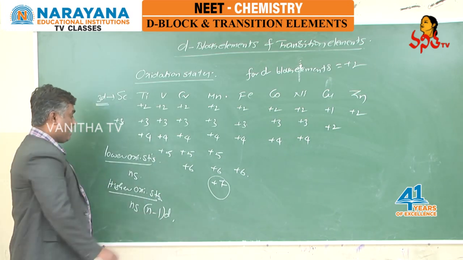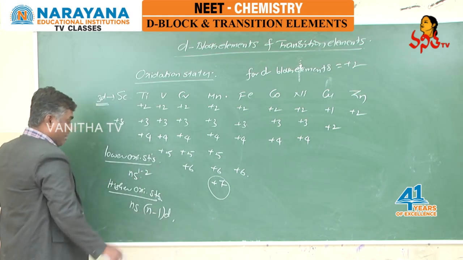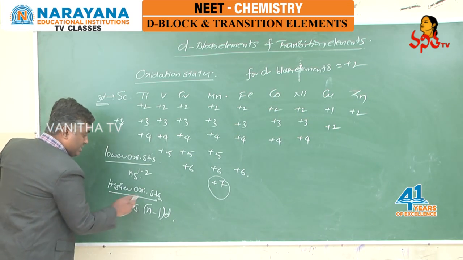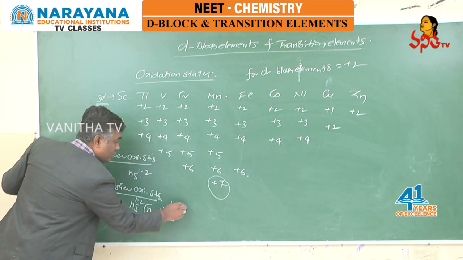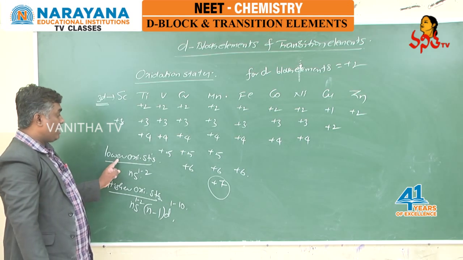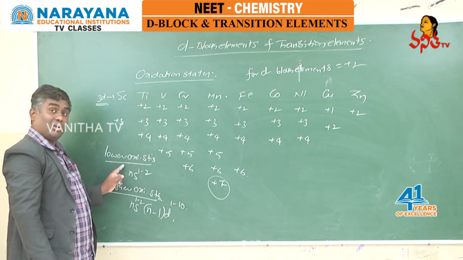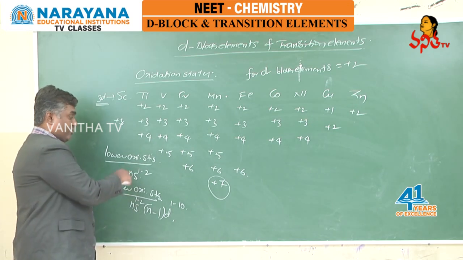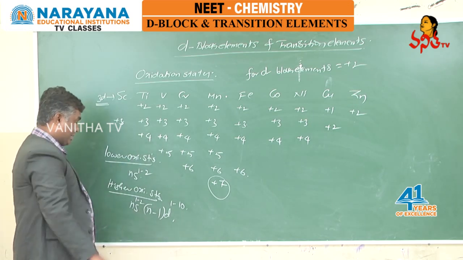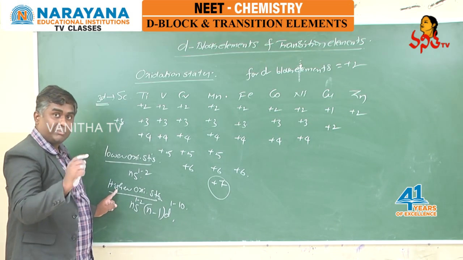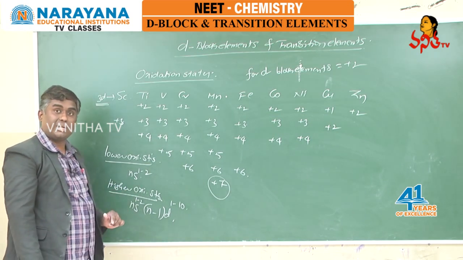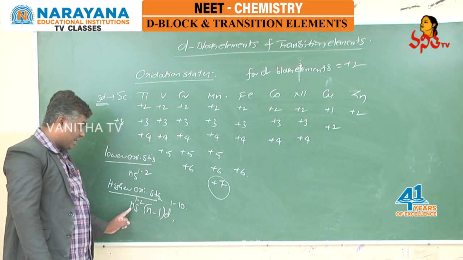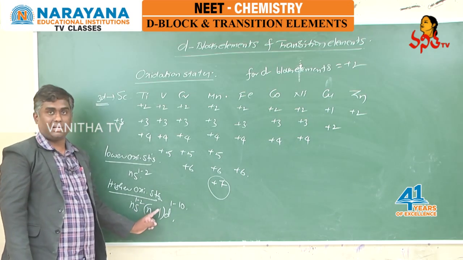So for lower oxidation states, 1 to 2 electrons, but for higher oxidation states, 1 to 10. It means lower oxidation states are exhibited by losing electrons only from the NS orbital. They may lose 1 electron, they may lose 2 electrons, but a transition element can exhibit its highest oxidation state by utilizing NS and N-1 D electrons, students.